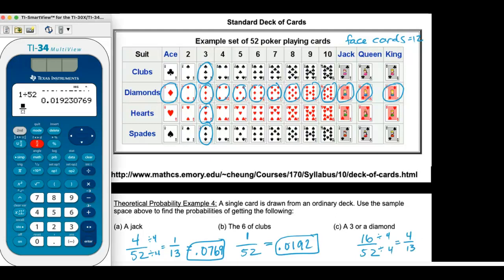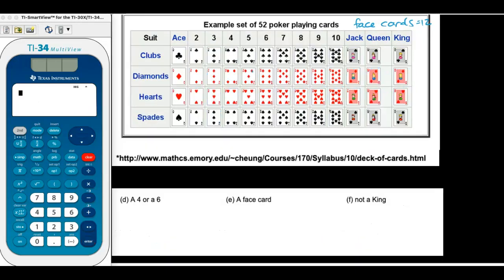Or again, you could use the N over D button, 4 over 13, and hit that simplify key, and keep hitting it until you get that factor of 1. We could also find the decimal, so 4/13, and we get a decimal of 0.3077 for that one. Okay, so let's look at some more. Just like the last set of 3, all of these are going to be out of 52.